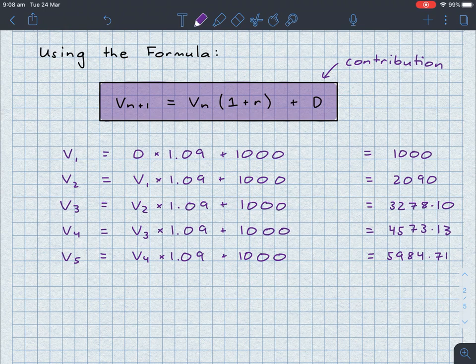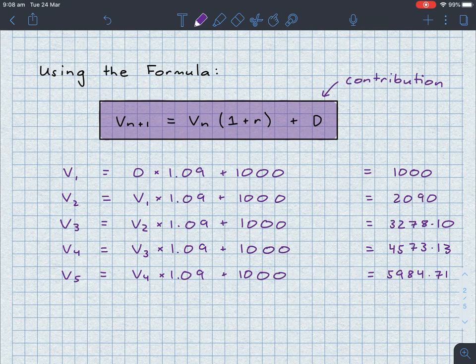5984.71. So if you're using the formula, you can write out your working and then just type your formula into your calculator once with the answer sign and then just keep hitting equals and it will spit out the 5 answers for you. So that's an example of how to calculate the final amount in a superannuation account.